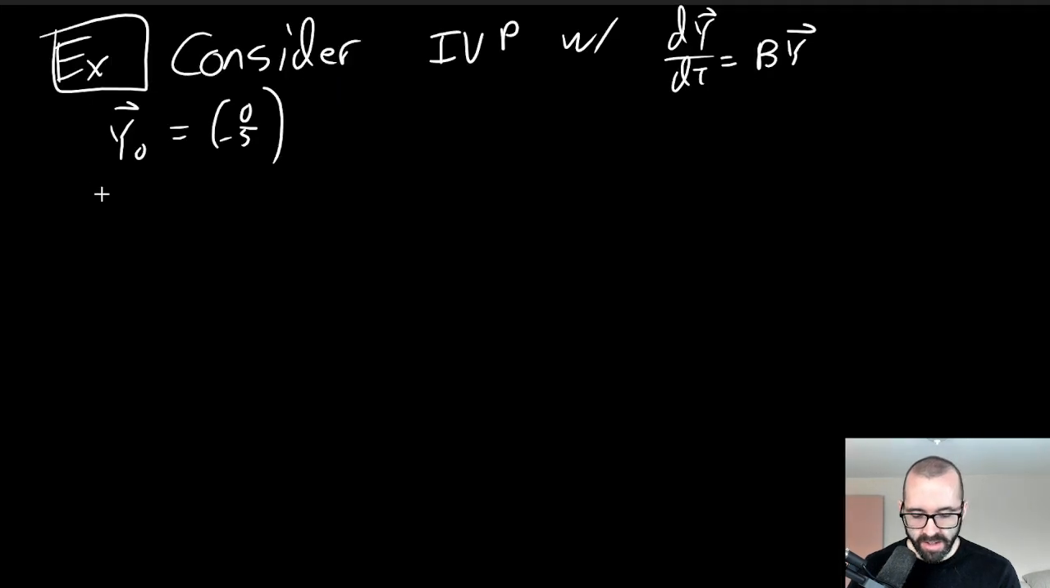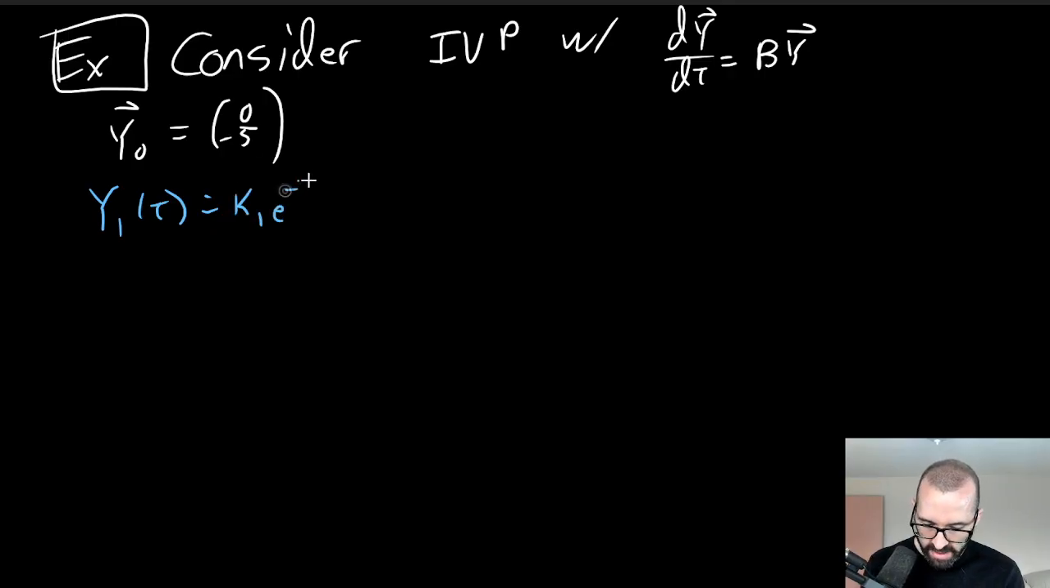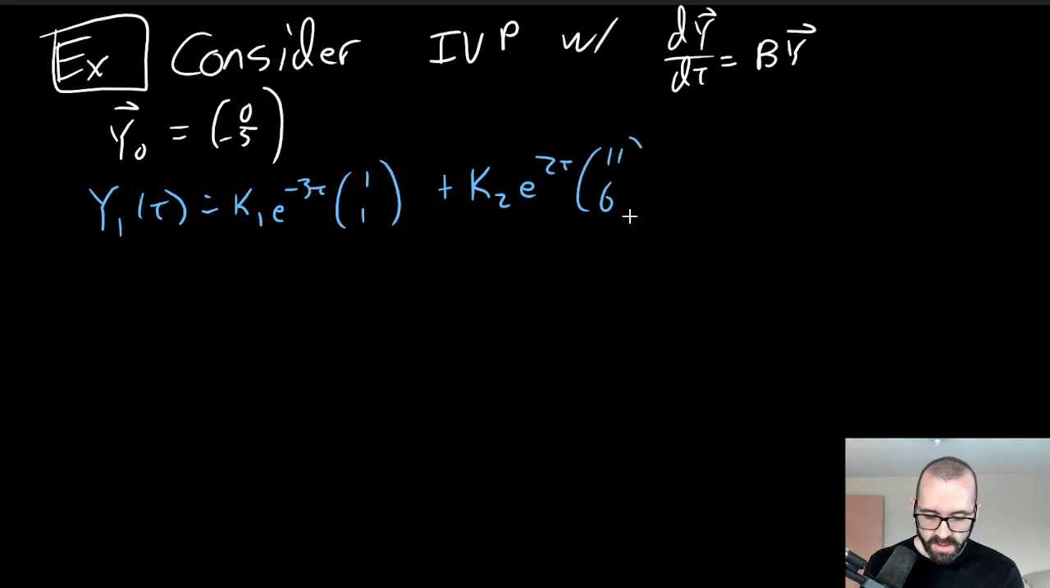We'll do this together. Why not, right? So remember, y1 of t was K1 e to the negative 3t times [1, 1] plus K2 e to the 2t times [11, 6]. And remember, we can always rewrite this if we want.